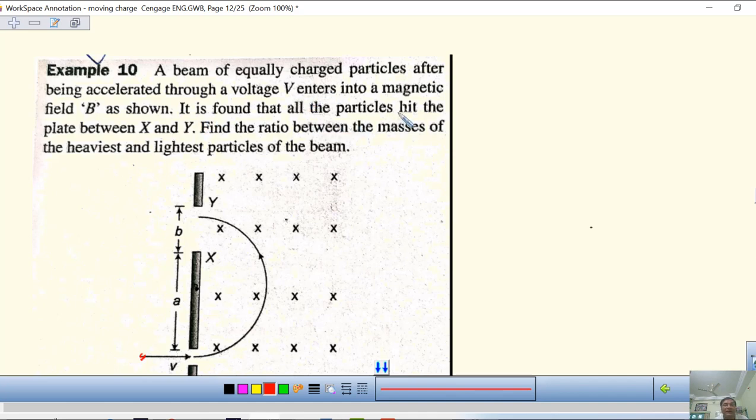It's found all the particles hit the plate between x and y. Find the ratio between the masses of the heaviest and lightest particle.